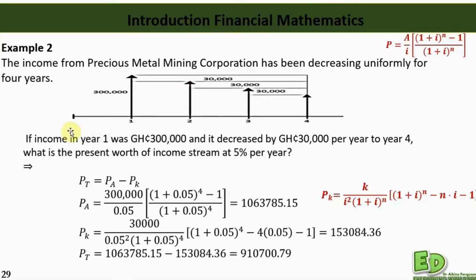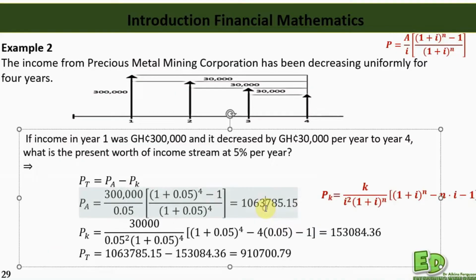Find the present value of that uniform amount, i.e. the 300,000 for the 4 years. That is 300,000 over the interest rate, times 1 plus the interest rate raised to the power 4 minus 1, all over 1 plus the interest rate raised to the power 4. And that will give you an amount of 1,063,785.15, right? That is the present value of the uniform cash flow, 300,000.